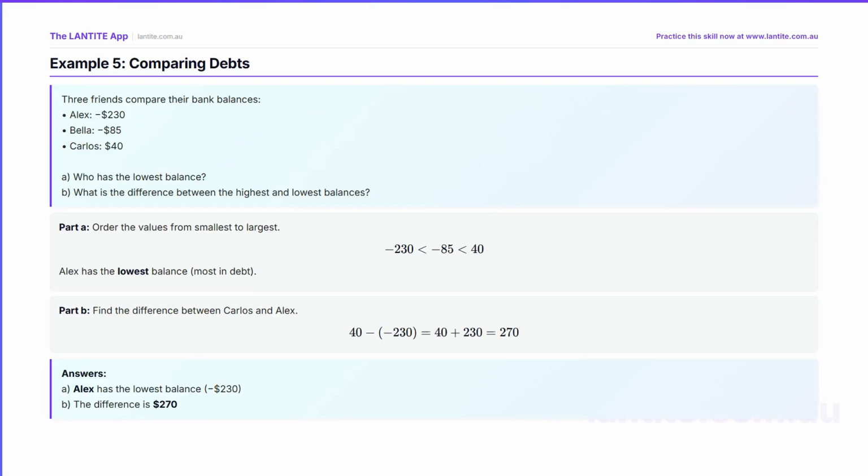This problem combines ordering negative numbers with finding differences. 3 friends have balances of -230, -85, and +$40. For part A, we order them from smallest to largest. -230 is less than -85, which is less than 40. Alex has the lowest balance. He is furthest in debt. For part B, the difference between the highest, Carlos at 40, and lowest, Alex at -230, is 40 minus -230, which equals 40 plus 230, giving $270.